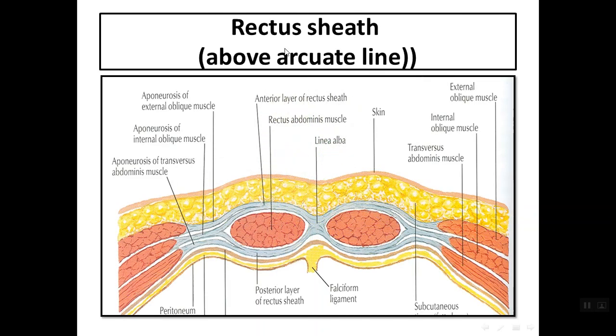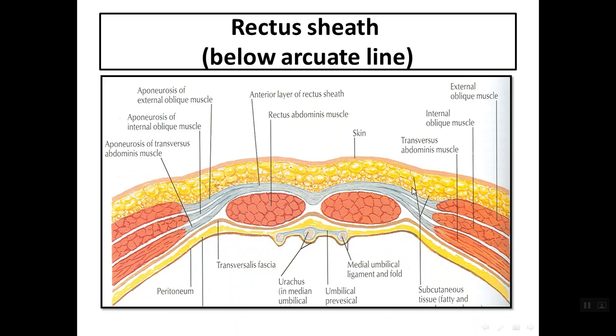This picture represents the rectus sheath above the arcuate line, and we can see how the aponeurosis of the internal oblique is split in two layers, one that goes anterior and one that goes posterior. This one goes anterior with that of the aponeurosis of the external oblique to form the anterior wall of the rectus sheath, and one passes posterior with the transversus abdominis aponeurosis to form the posterior wall of the rectus sheath to envelop the rectus abdominis muscle. The aponeurosis of both sides, right and left, will unite at the midline to form the linea alba.